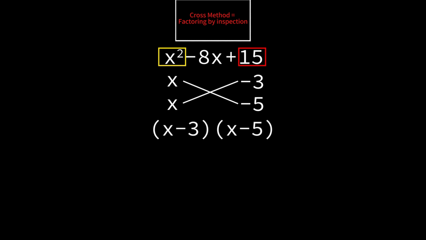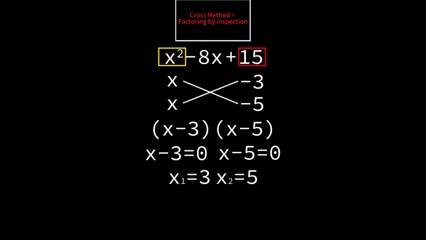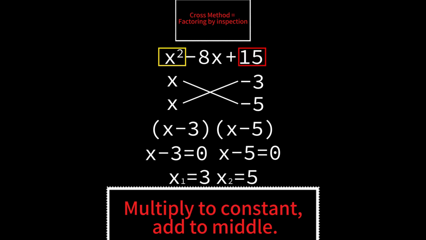That means we can write it as (x - 3)(x - 5) = 0. Each factor gives a solution, so x = 3 and x = 5. See? The answers come out much faster than using the quadratic formula.